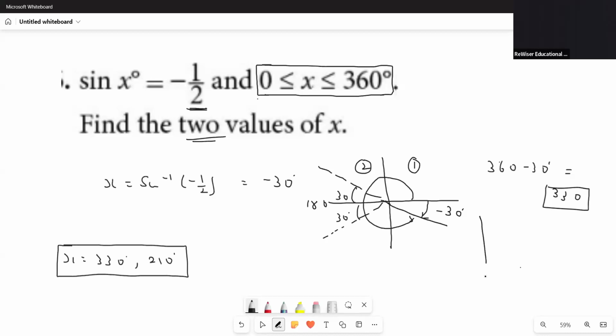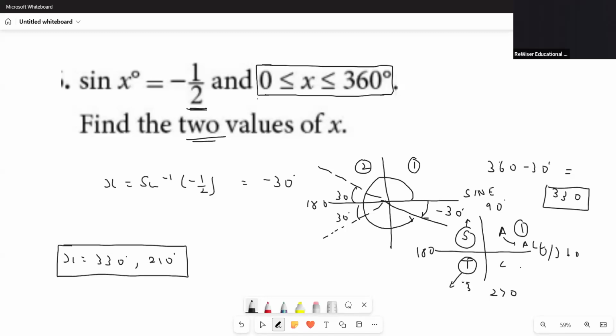Just for your reference, we can say that for the ASTC rule, that literally means if this is 0 degrees, this is 90, this is 180, this is 270, and it's back to 360 and the cycle goes on. This is known as the first quadrant in which all the ratios are positive. This is the second quadrant in which only sine is positive, rest all are negative. This is the third quadrant, in which only tan is positive and rest all are negative, and this is the fourth quadrant where only cos is positive and rest all are negative.